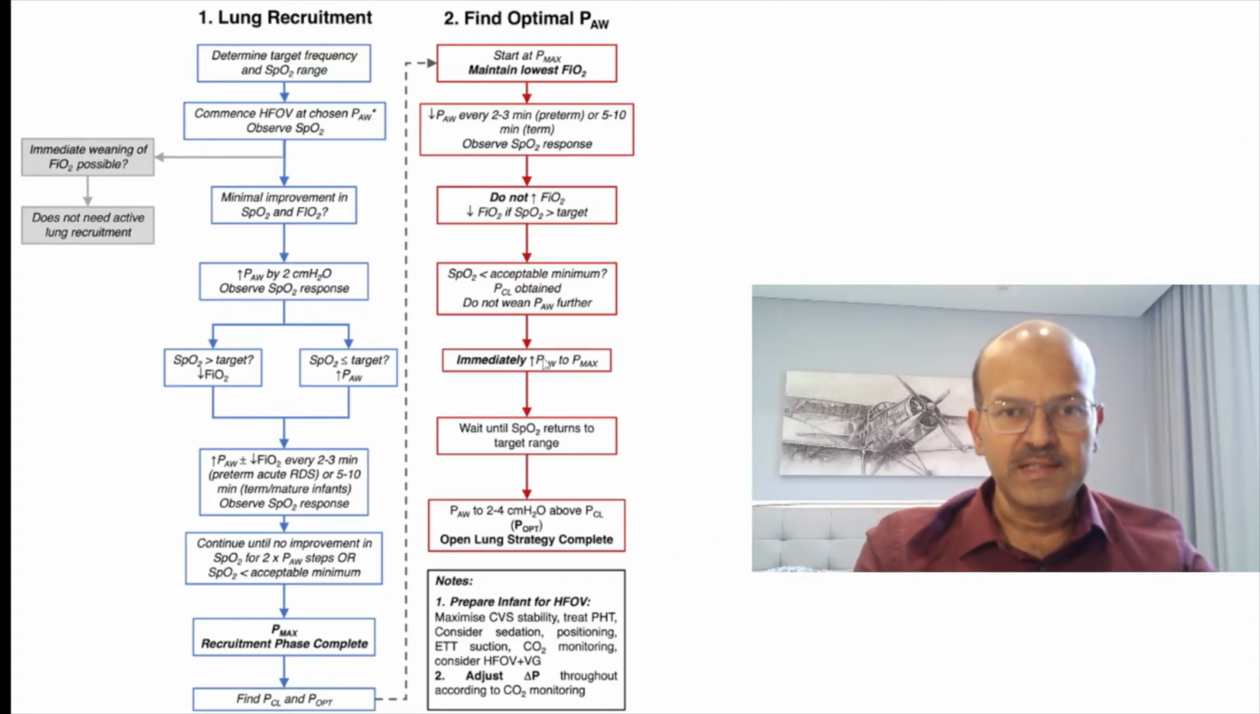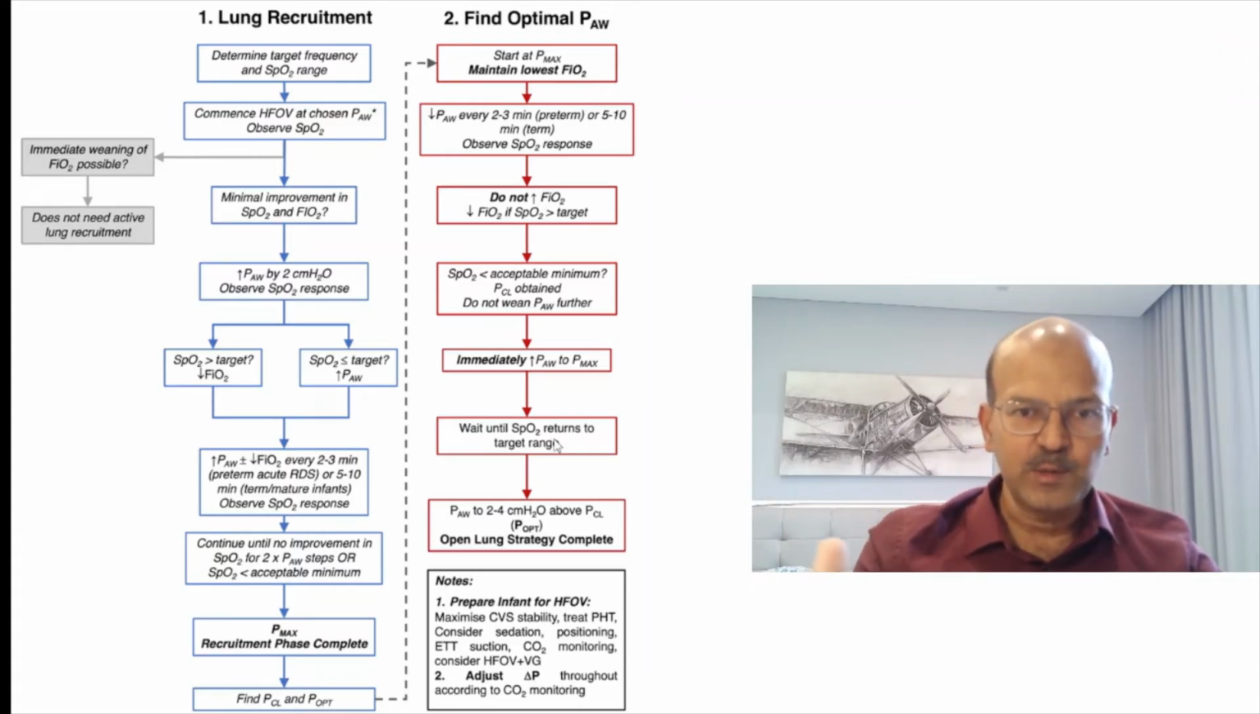and also excessive oxygen exposure than needed. So you go back to Pmax, then wait till the saturation returns to the target range to re-recruit the lung, and then you are going to use the principle of hysteresis to drop it, and you would aim to stop at a level of 3 to 4 centimeter above the closing pressure. So this is the completion of the open lung strategy.